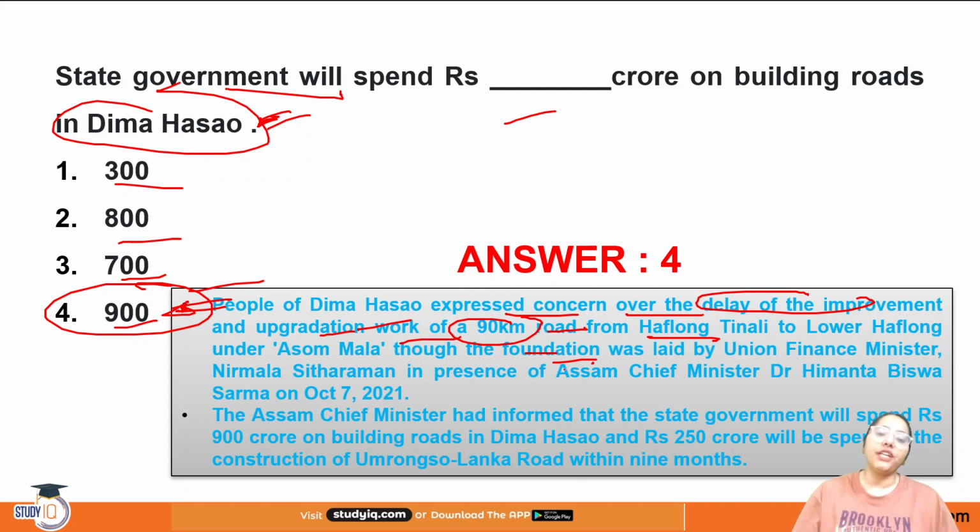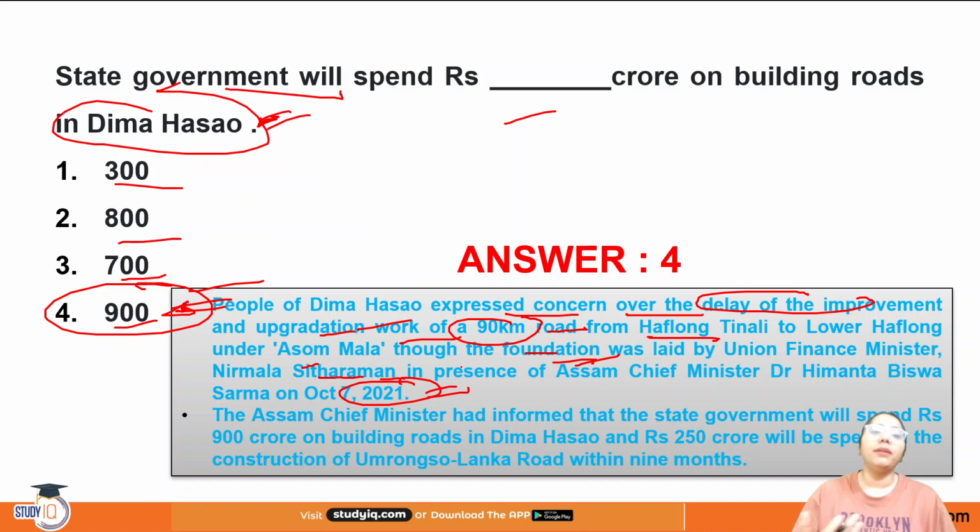Assam Mala initiative was launched by the Union Finance Minister Nirmala Sitharaman during her visit to Assam in the year 2021, under which a 90-kilometer road will be constructed for the connectivity of Haflong Tinali to the lower Haflong region, which is being delayed.